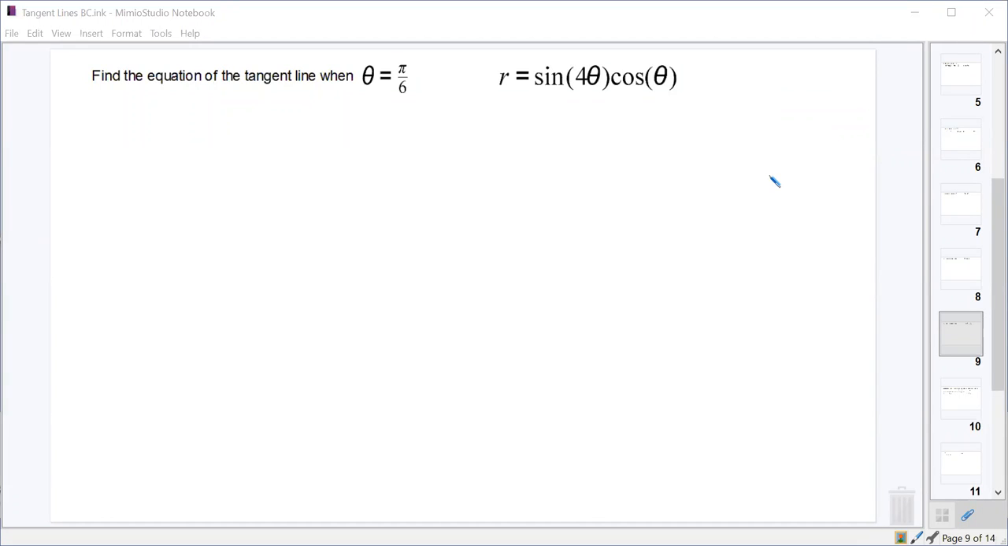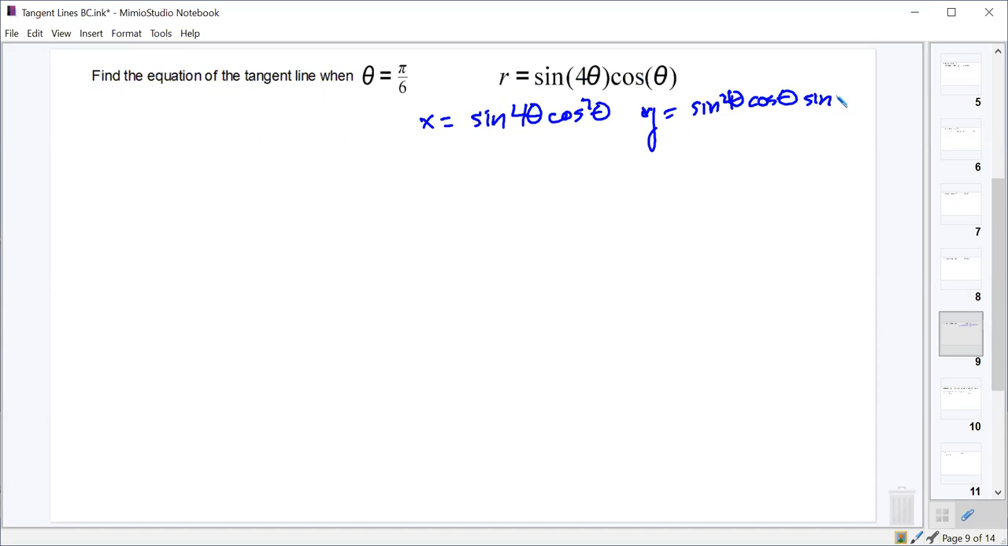So if we've got sine 4 theta cosine theta, x is equal to r cosine theta, so that'd be sine 4 theta, and if we're multiplying that by cosine theta, that's going to be cosine squared theta. That's going to be fun to take the derivative of. And the y is going to be even more fun, it looks like. Y equals r times sine theta, so that's sine 4 theta cosine theta sine theta. It looks even less pleasant.